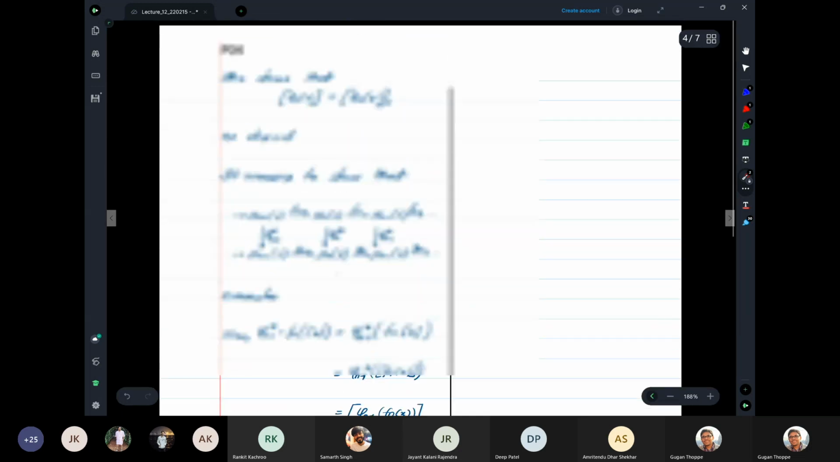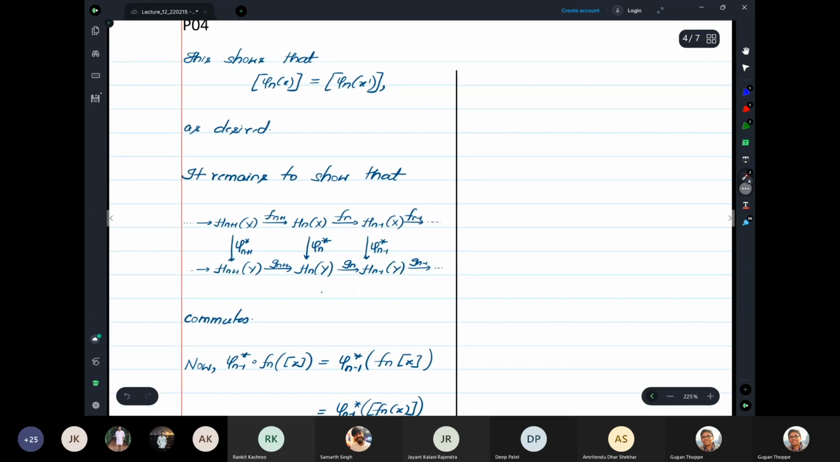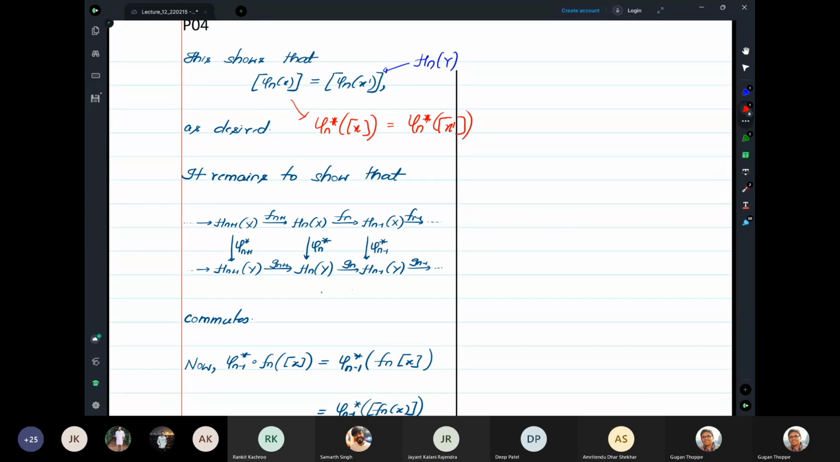Now we have managed to show that the equivalence class of phi n of x and the equivalence class of phi n of x prime are one and the same, right? Again, these equivalence classes are in hn of y. Is this okay? And so this implies that phi n star of this equals phi n star of this. So this in particular implies that the representative that you choose for your equivalence class doesn't matter when we are dealing with these phi n star operators.